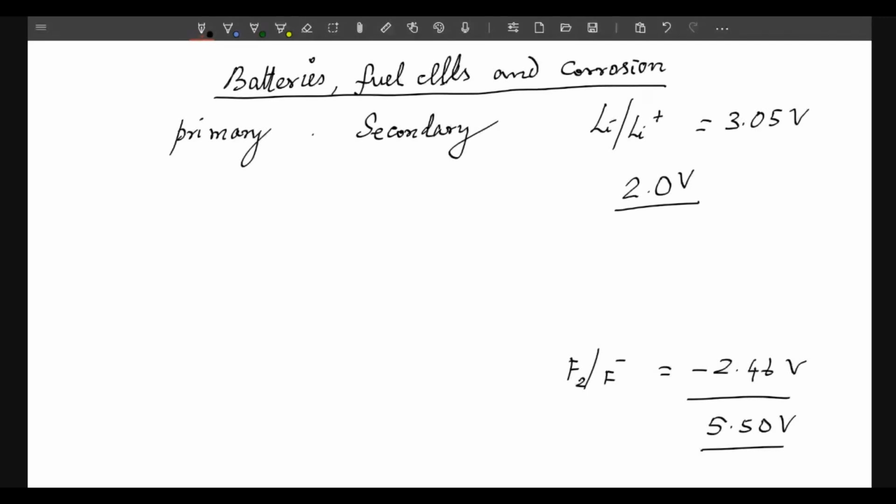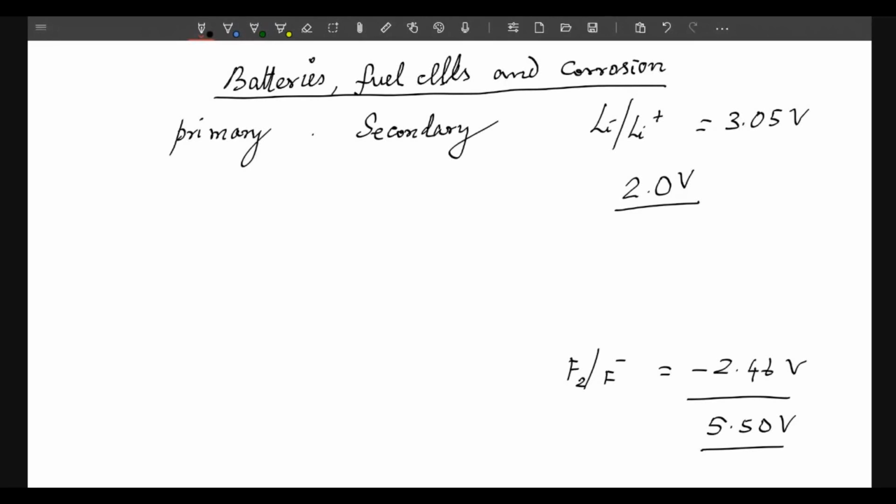Because of the change in concentration according to the Nernst equation, the potential keeps changing. At one particular time, the voltage derived from that cell becomes zero. In that condition, the cell is said to be dead. You have to discard that battery because the net cell reaction cannot be reversed by applying an external source. Therefore, those voltaic cells which cannot be recharged by using an external source are called primary voltaic cells.